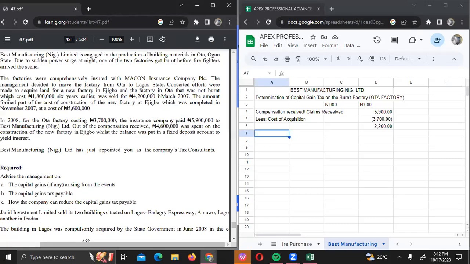No, you are mixing it up. All three factories are Ota factories. Let's read this English together. They said concerted efforts were made to acquire land for a new factory in Ejigbo, and the factory in Ota that was not burnt. I was explaining that they have two factories, possibly the two factories are in Ota. Do you understand? Now, they said they have two factories. There's one that was burnt, that was under insurance. There's one that was not burnt, that cost 1.8 million. Do you understand? Yes, sir. Is it clear, please?